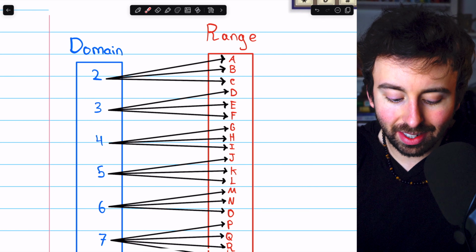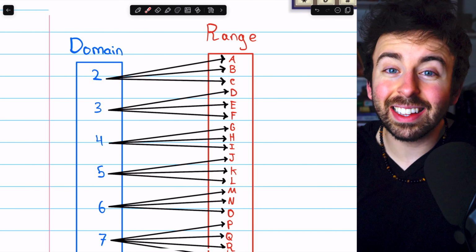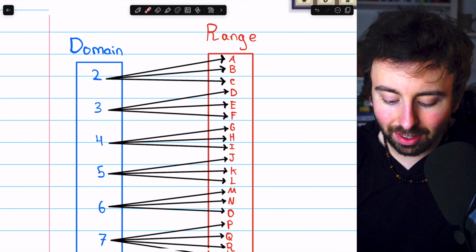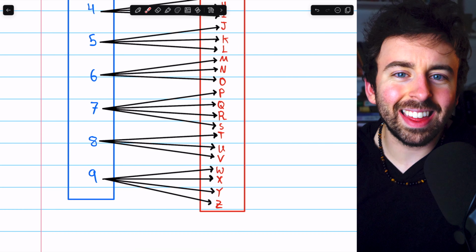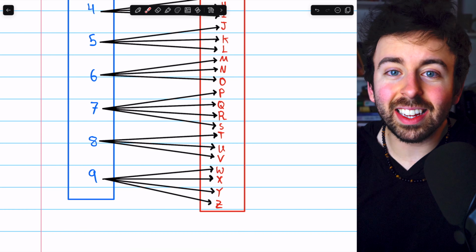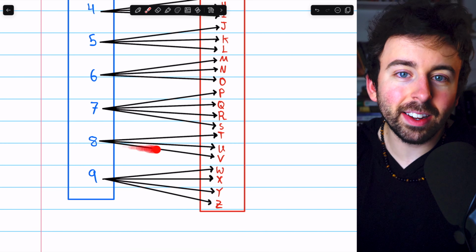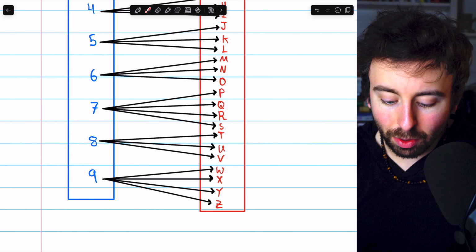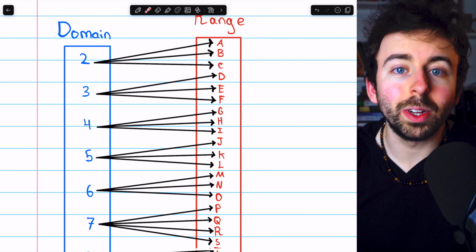In this case, we see 2, for example, maps to 3 things in the range. That's definitely not a function. The number 4 maps to 3 things. A couple of these numbers, 7 and 9, map to 4 things in the range. A single instance of something in the domain mapping to multiple things in the range means that the relation is not a function. So this most definitely is not a function, mapping the numbers to the letters.